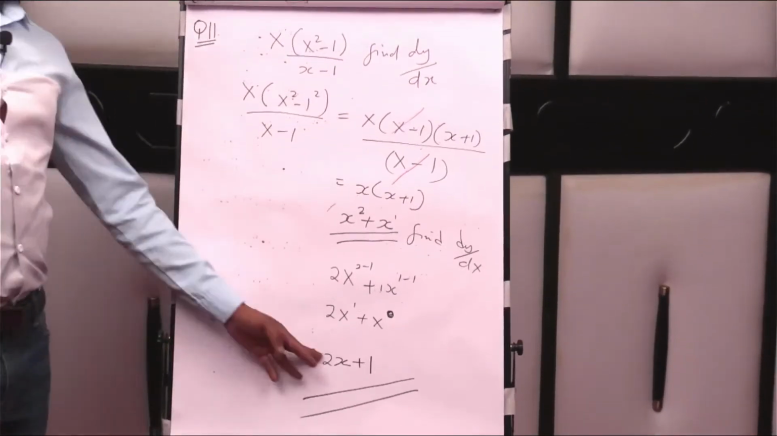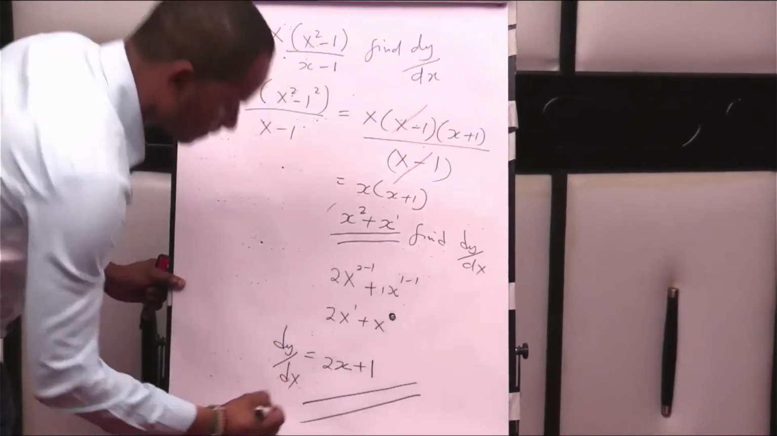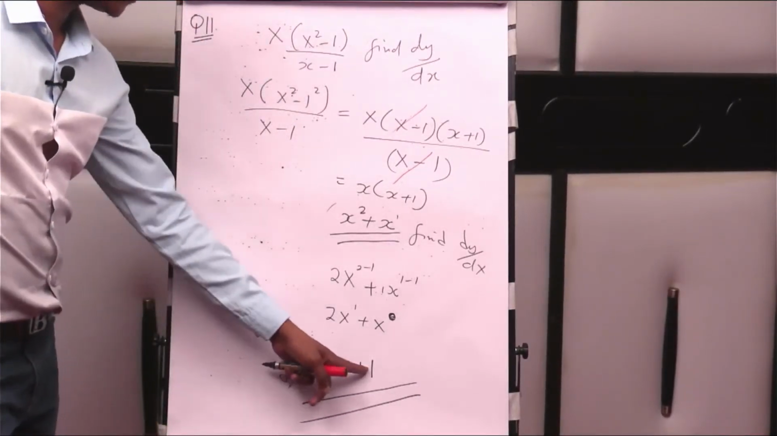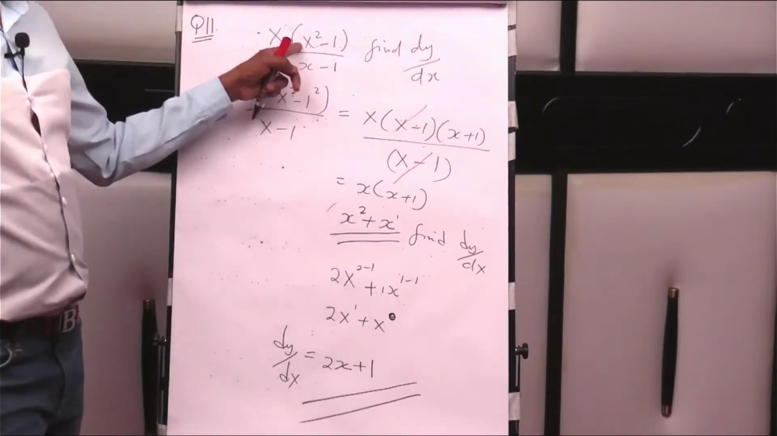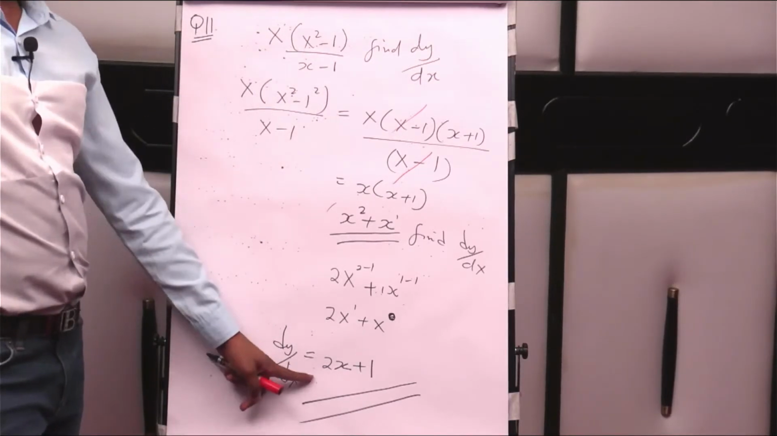This is what we get. This is the dy dx equals to 2x plus 1. Or this value differentiated comes to this.